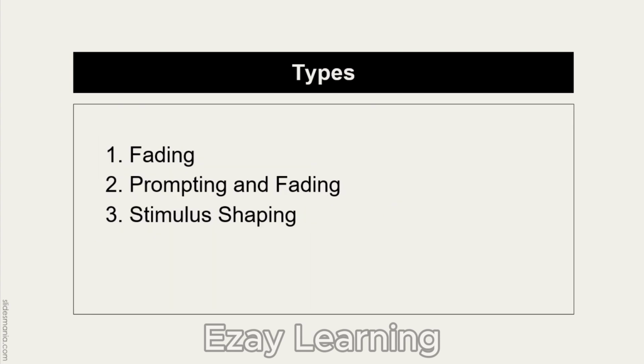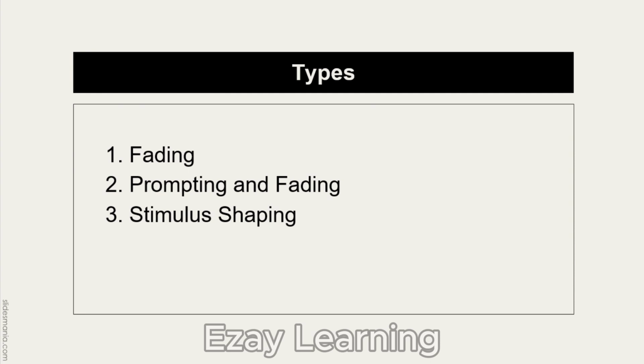Types of stimulus control transfer. It can be fading, which is gradually decreasing the strength or presence of the prompt that controls the behavior, while maintaining the behavior under control of the new stimulus. For example, when teaching a child to say apple in response to a picture of an apple, the instructor might first prompt the child to say apple by saying it themselves, then gradually fade their verbal prompt until the child can independently respond to the picture alone.